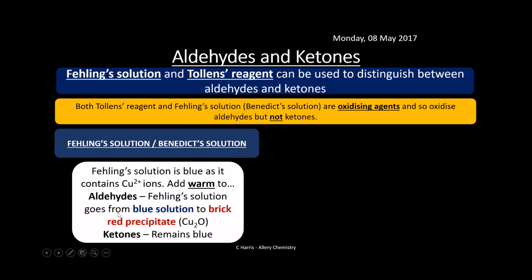And Fehling's solution goes from a blue solution to a brick red precipitate. You must include the word precipitate. Okay, this brick red precipitate is copper oxide. Now it will do that if you've got an aldehyde present, because aldehydes can be oxidized. Ketones can't be oxidized though, so the solution remains blue. So that's a way in which you can distinguish between them.